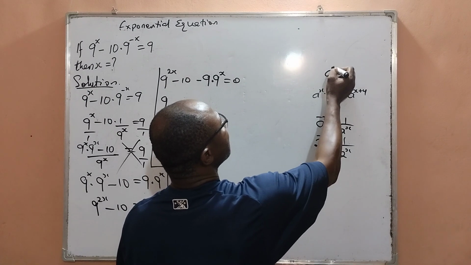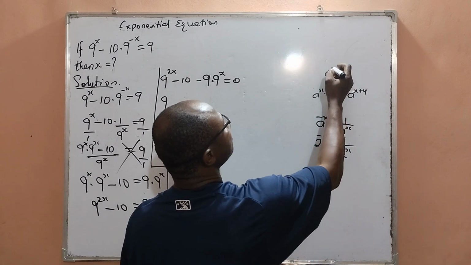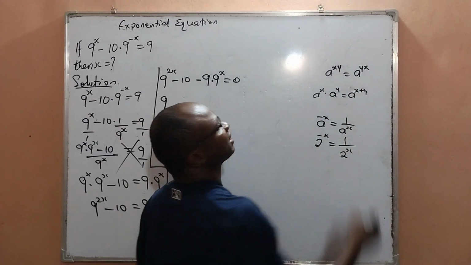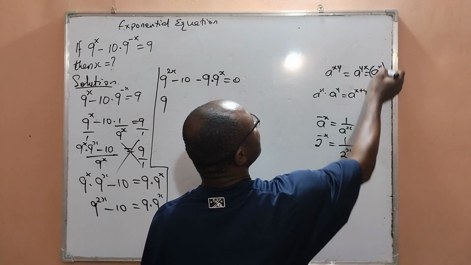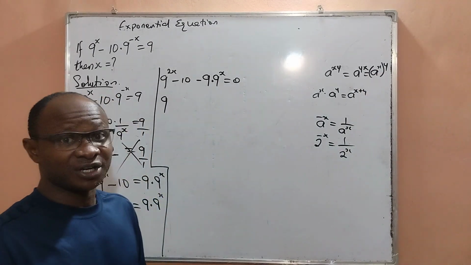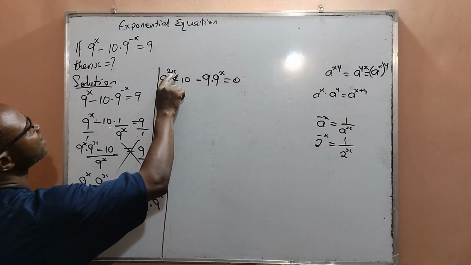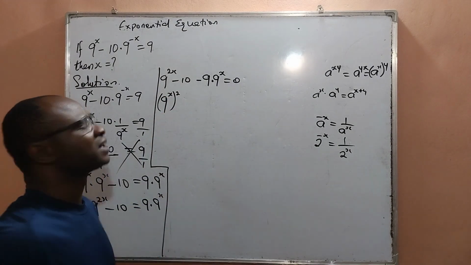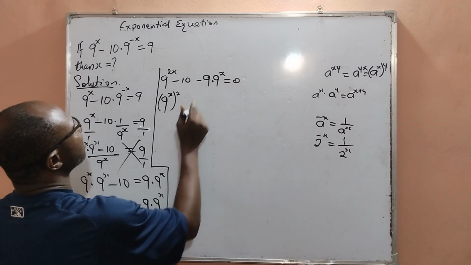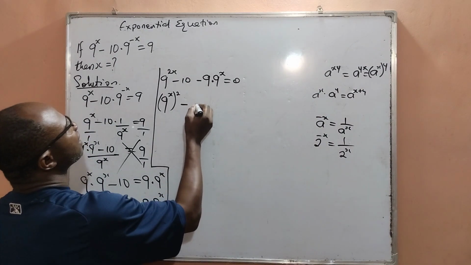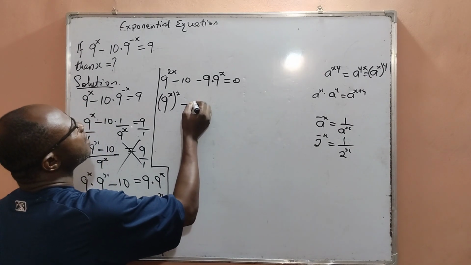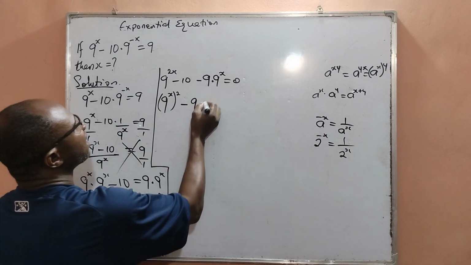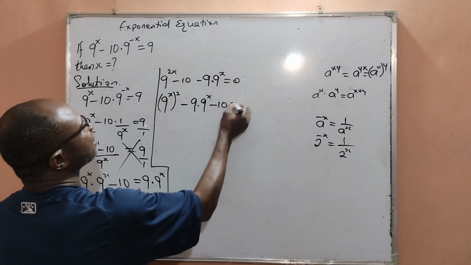If I have a raised to the power xy, it is equal to a raised to the power yx, and it is also equal to a raised to the power x all to the power of y. So all these are equal according to the exponential law. Therefore, here I can write it as 9 raised to the power x, then raised to the power 2. So I have interchanged the exponents. Then this place I can write it as minus 9 multiplied by 9 to the power of x, then minus 10 equal to 0.